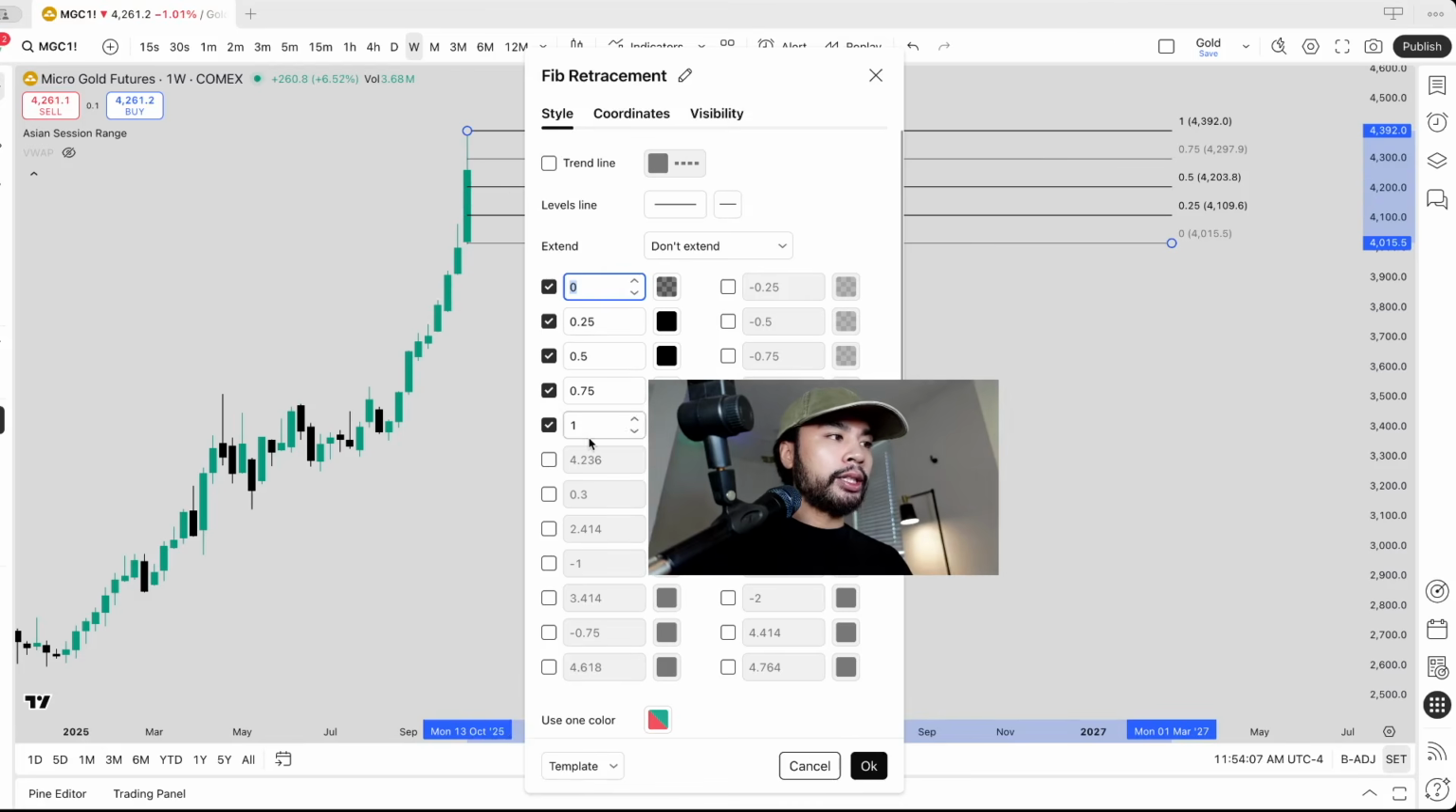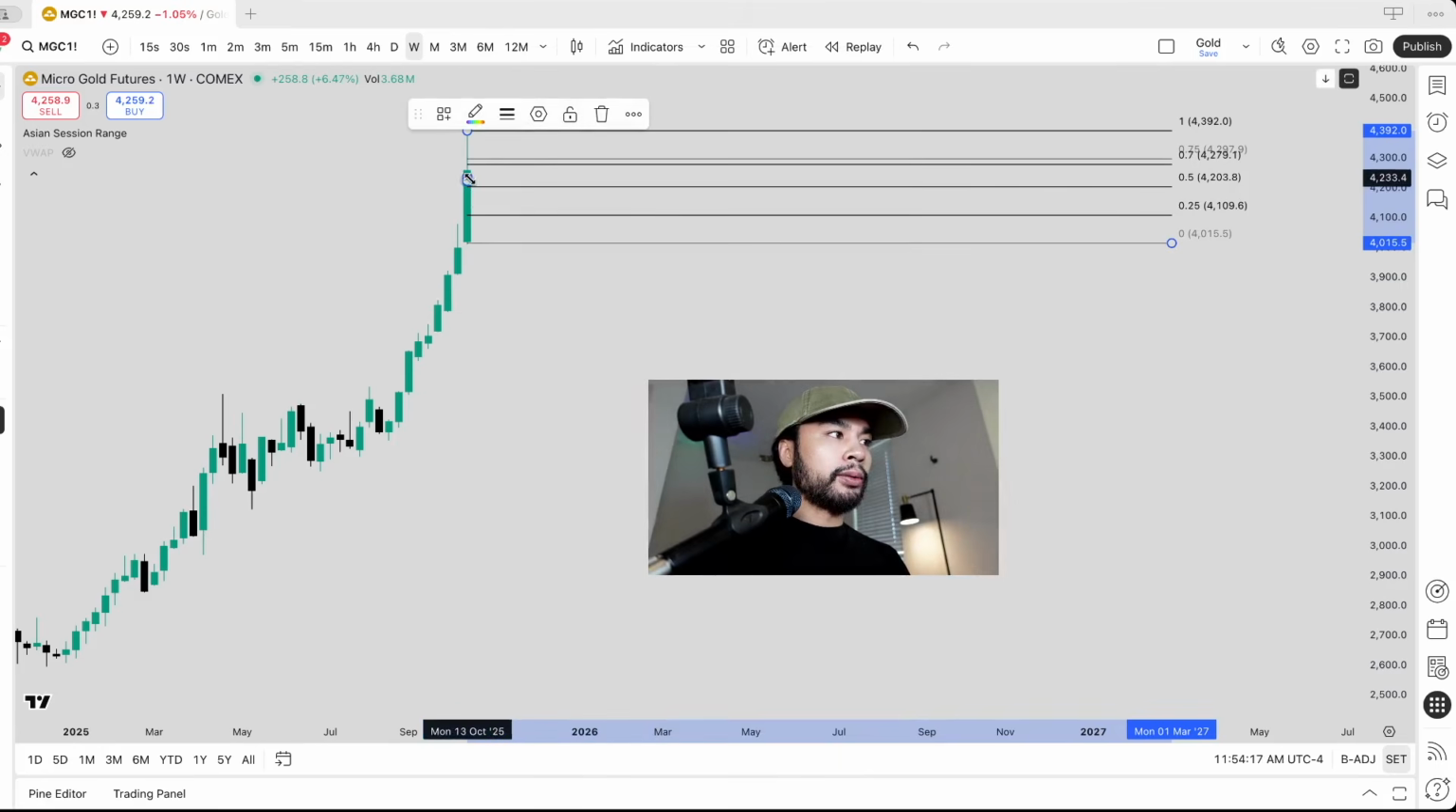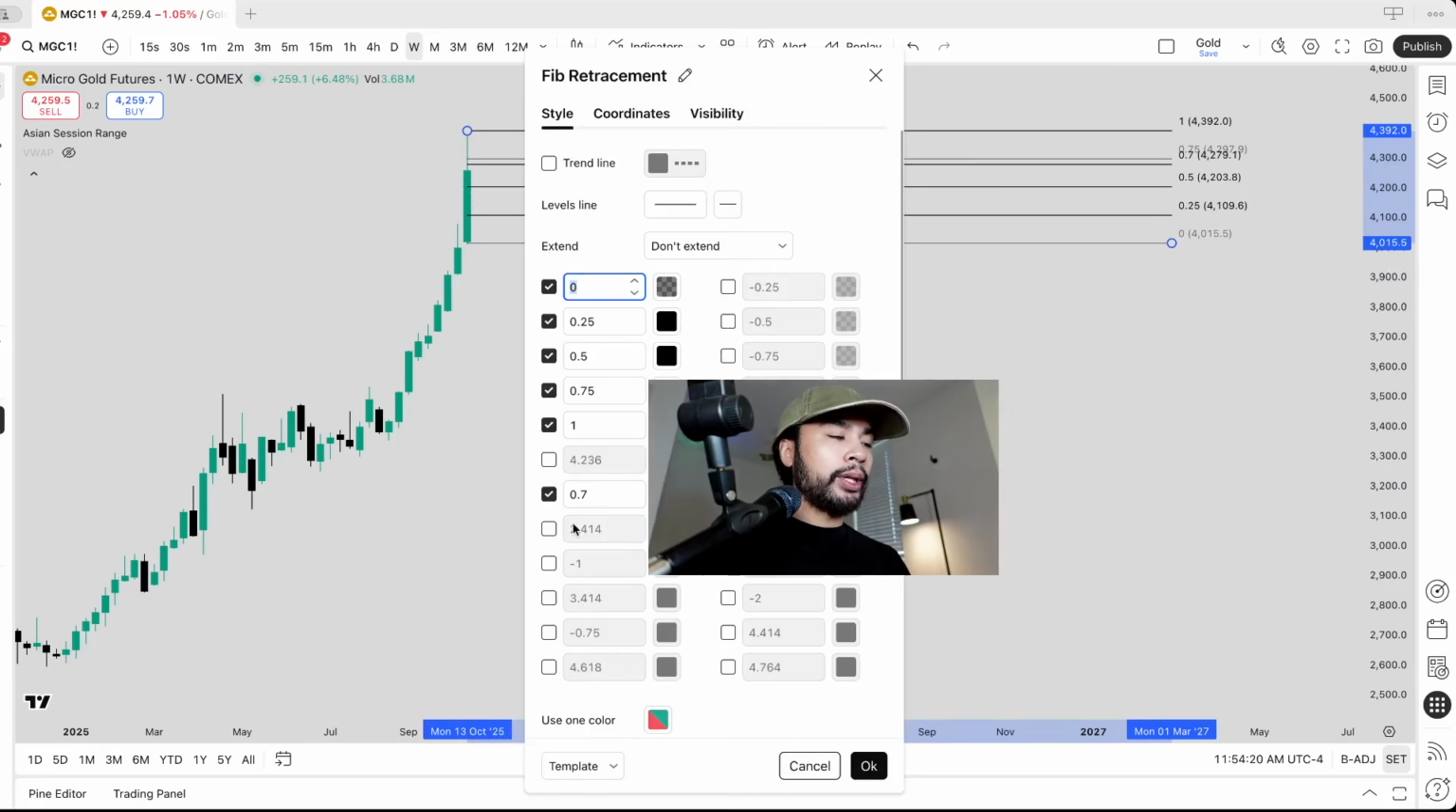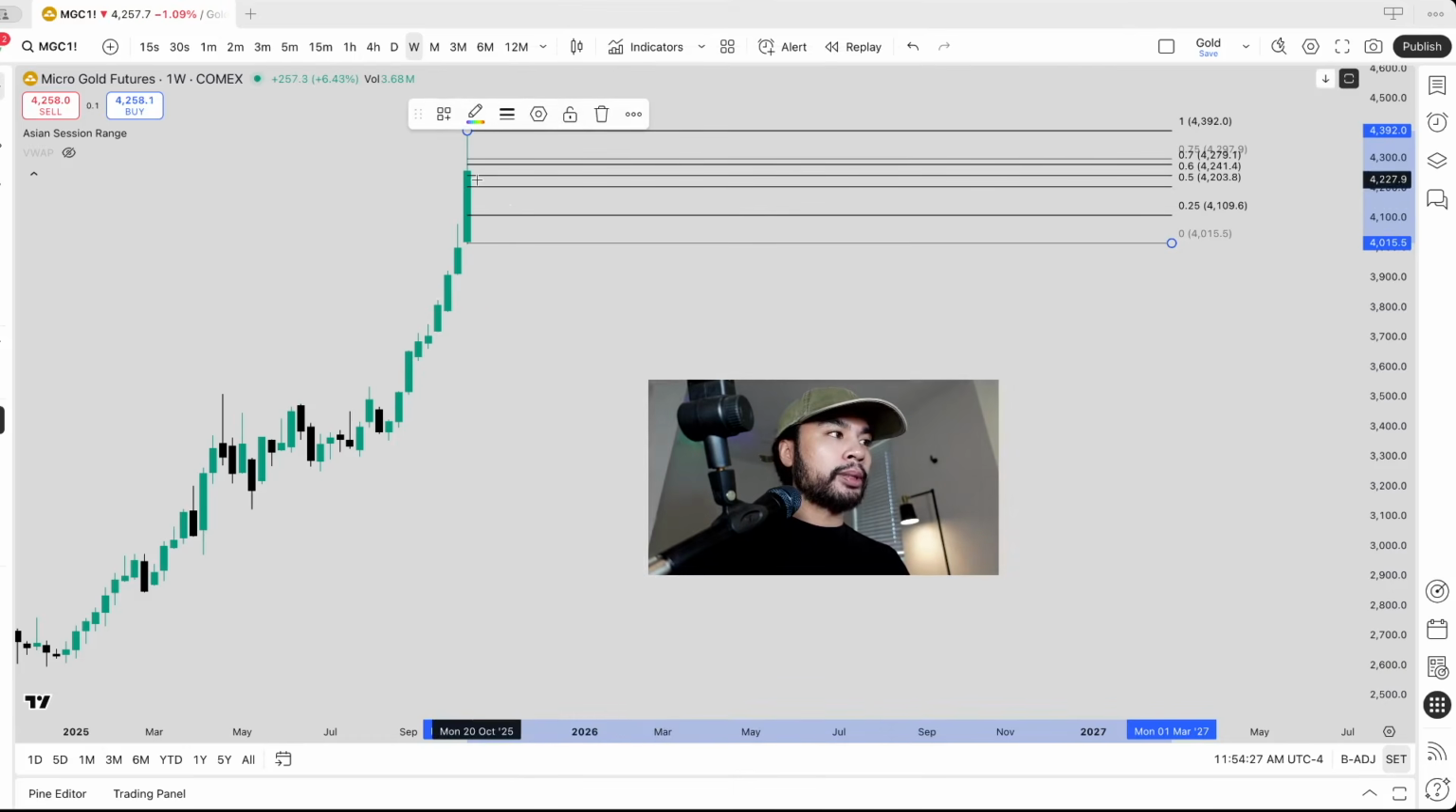So we can see here, actually, if we change the setting to 0.07, we can see the 30% mark. So we've passed 30%. Maybe we can see what 40% looks like. This is a really deep retracement. So we're in between 30 to 40%.